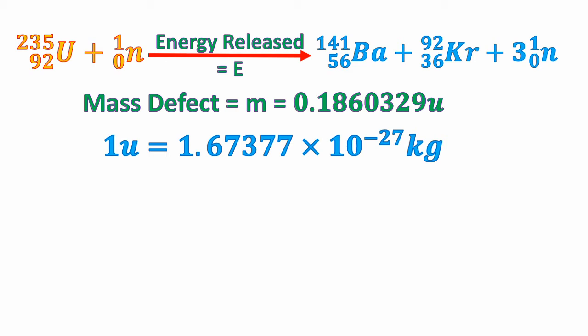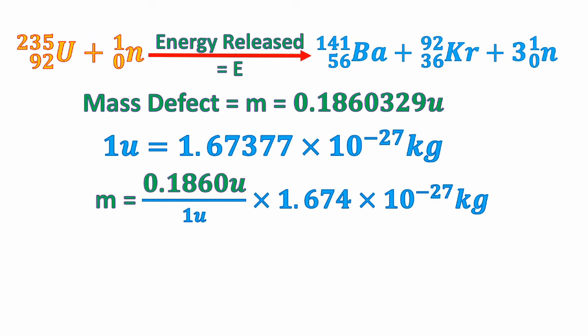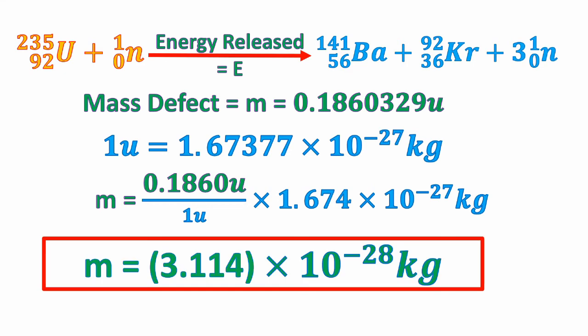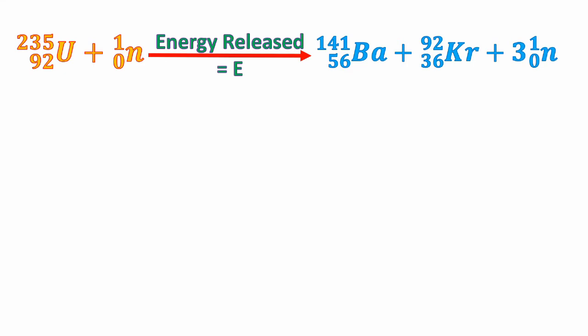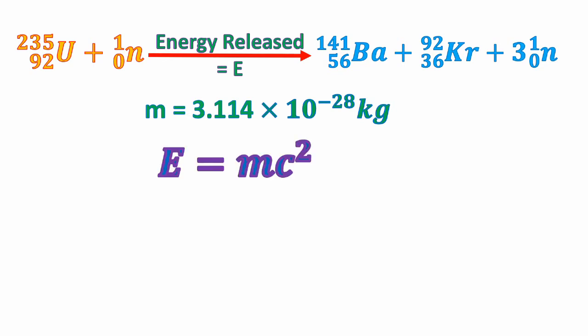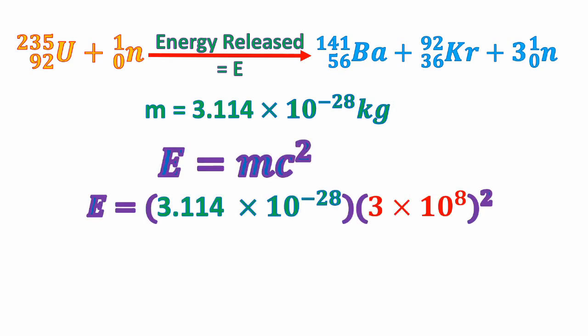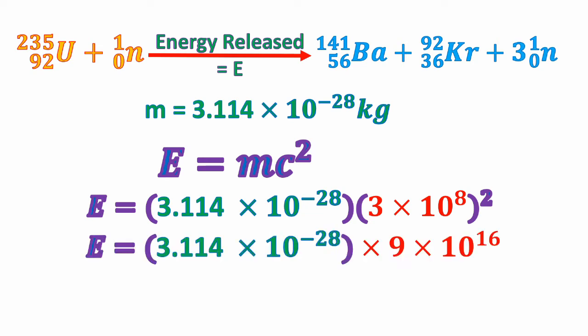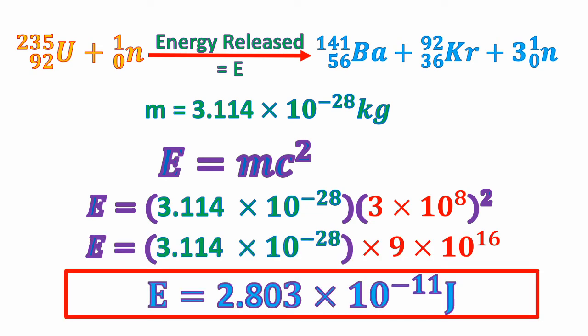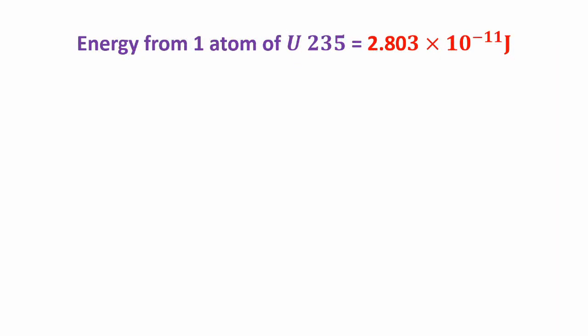If you have trouble with conversions, this is a handy trick that I teach people. Just divide by the unit that you want to remove and multiply by the unit that you want to convert into, which gives us this mass in kg. Finally, we can plug it into E equals mc squared and substitute the value of c, which is 3 times 10 to the power 8, which gives us the energy released by the nuclear reaction in joules. Now remember, this is only the energy for one atom of uranium.